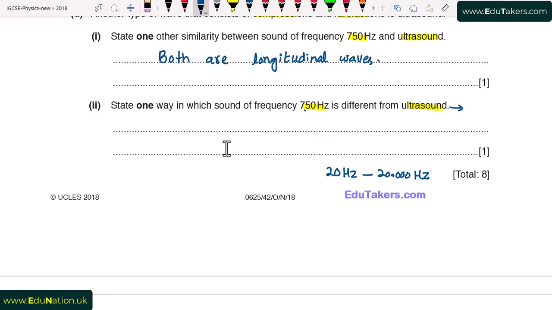But here it is given that the sound of frequency 750 Hz lies in the human range. That's why it is not ultrasound. So we can simply say that this frequency is below 20,000 Hz. This is the main difference between them. So I write here, frequency is below 20,000 Hz.